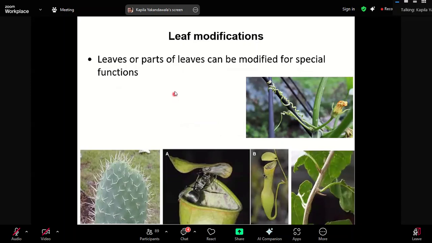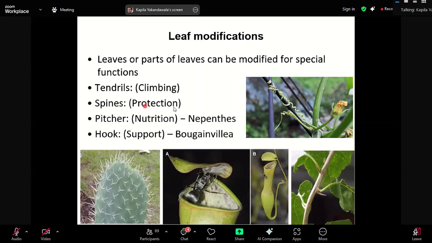So leaves or parts of leaves, just like stems and roots, can be modified for special purposes, like tendrils. This is the tendrils. In the earlier lesson, it was a stem modification, but here leaves also can be modified into tendrils. Then leaves can be turned into spines, as you can see here in the cactus, for protection.